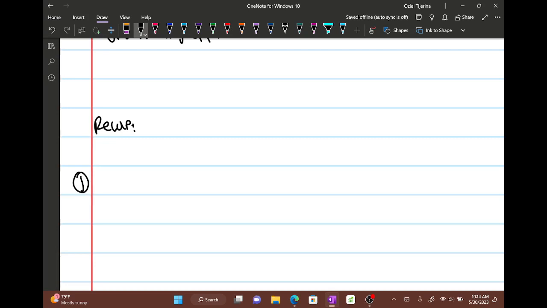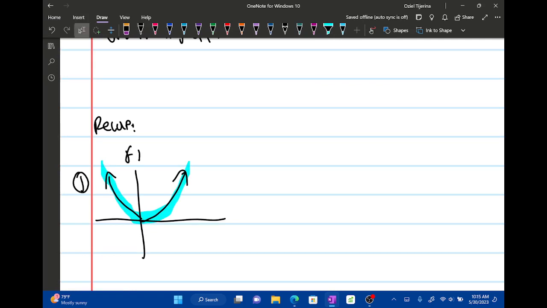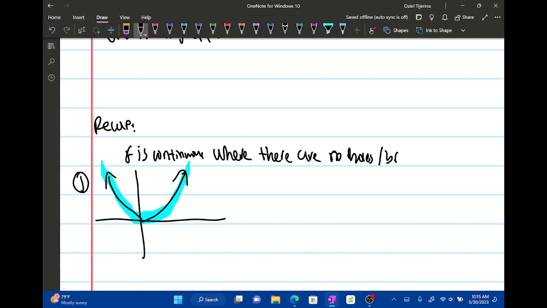Number 1, we talked about what it means for a function to be continuous. Obviously, a function is continuous if I can run my pen through the curve without there being any kind of restriction. That was the first thing that we discussed. So f is continuous where there are no holes or breaks on the graph.